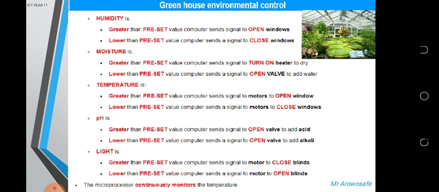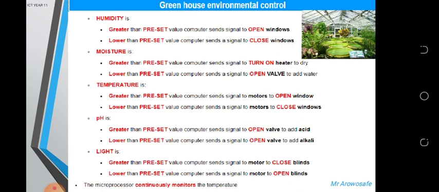If pH is greater than preset value, computer sends signal to open valve to add acid. Don't forget that a pH sensor measures the acidity and alkalinity in water. That is the function of a pH sensor. That is the work of the pH sensor. So let's quickly move to light.